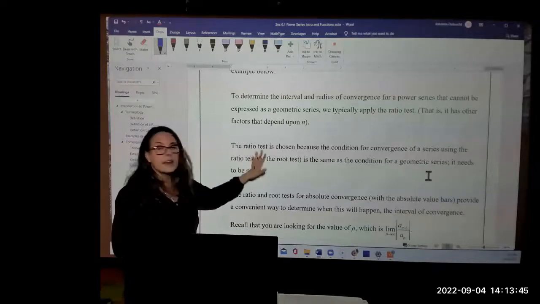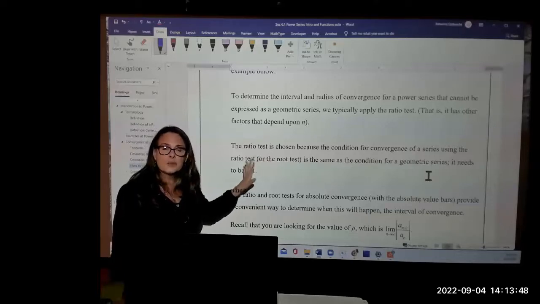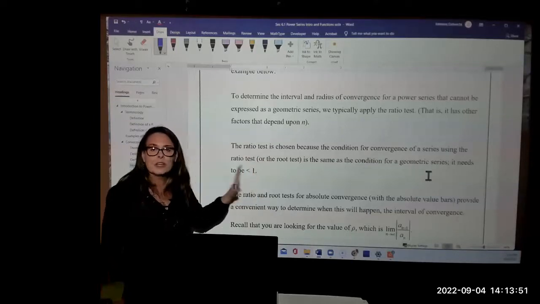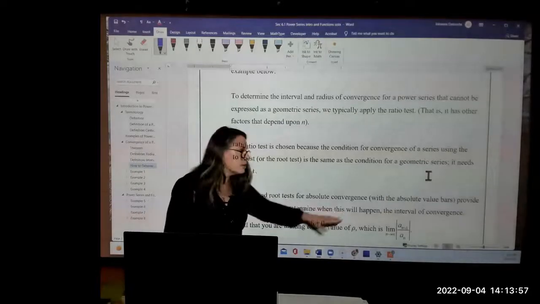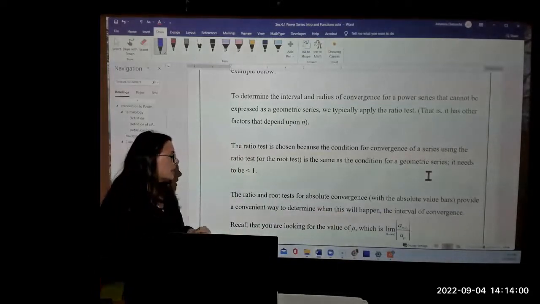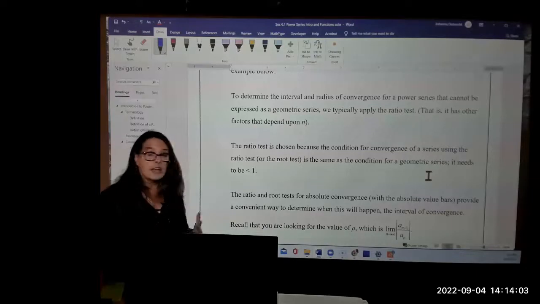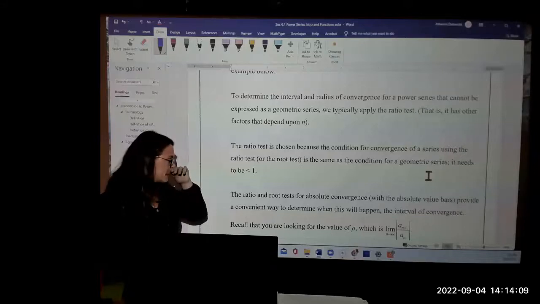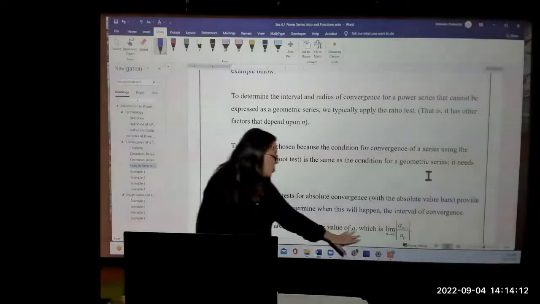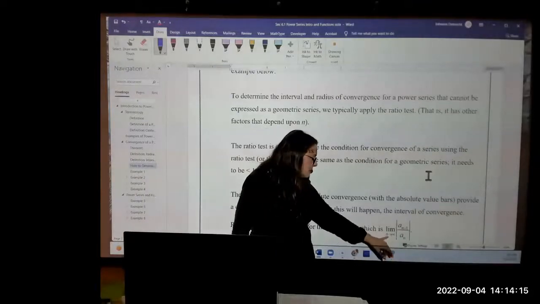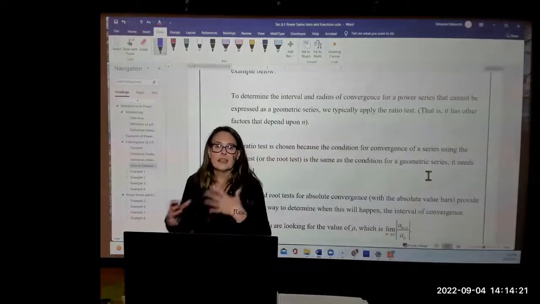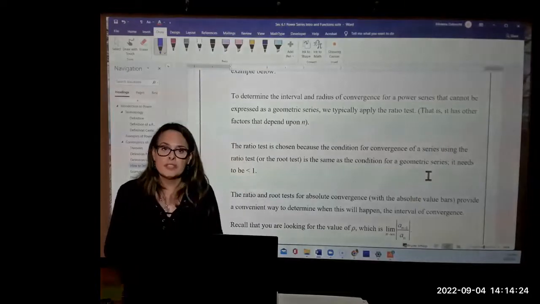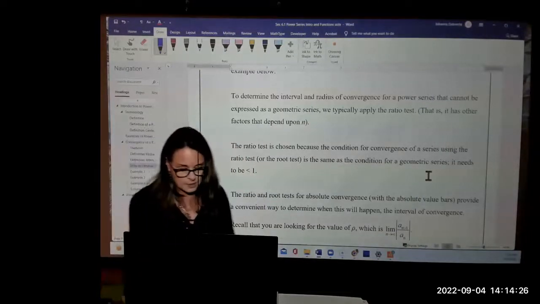And so we use the ratio test in order to test those particular power series that can't be written in solely geometric form. We use the test for absolute convergence with the absolute value bars, and this will give us the interval of convergence. It has the same condition that rho has to be less than 1 as the condition for a geometric series. So remember again that rho for the ratio test is the limit as the index goes to infinity of a sub n plus 1 over a sub n, where a sub n is, of course, the term of the sequence on which the power series is built.